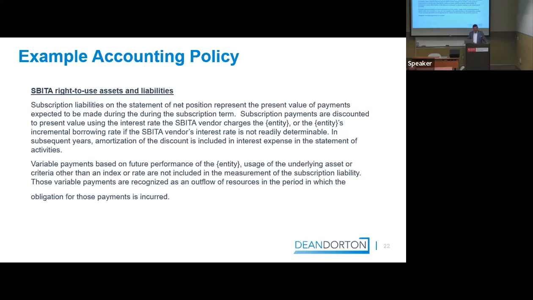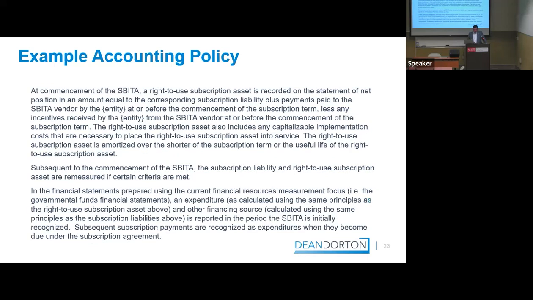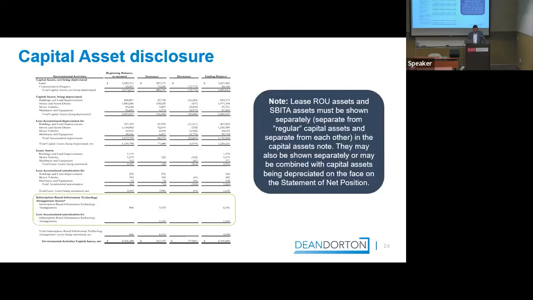This is a continuation of the policy that you have there. We write long policies, so more on the policy there. I did put in here an example of a capital asset disclosure with it included in capital assets. I know it's probably quite small on your screen, but there's a little green box around where we included it. It cannot be shown with leases. It has to be shown separately from leases.